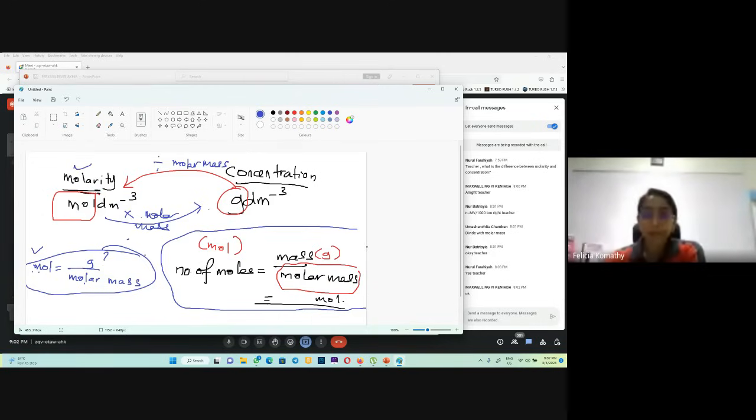Understand this concept. The measurement done for molarity is based on number of moles. For concentration, we did based on mass. That's all.